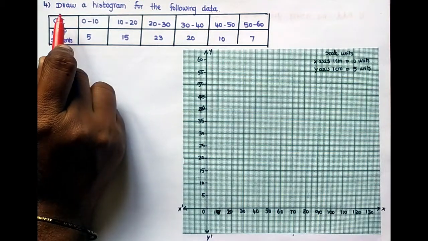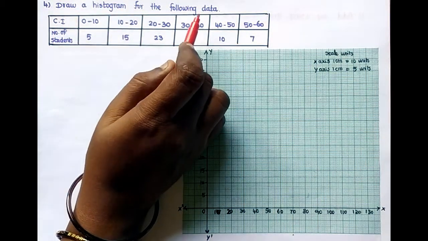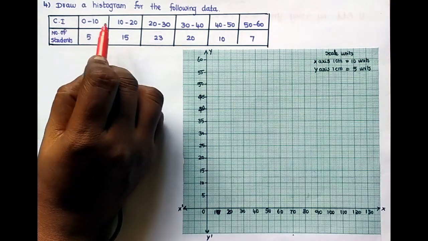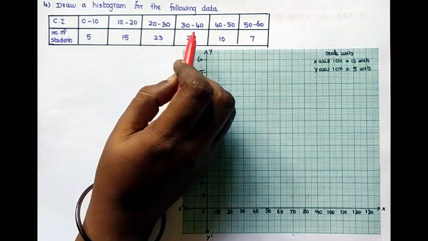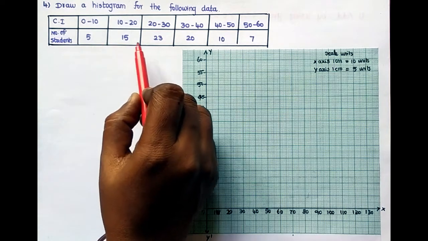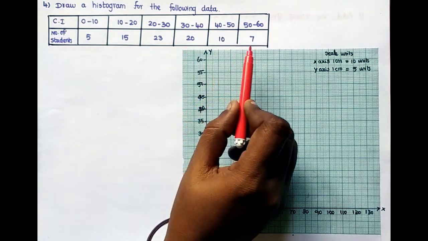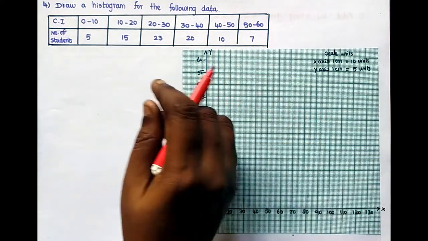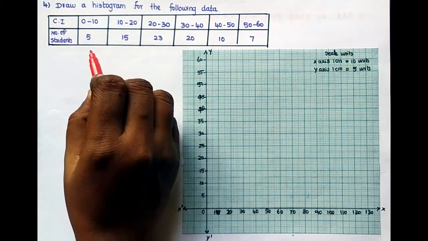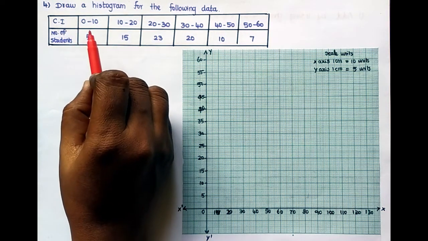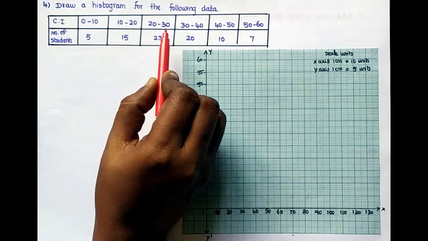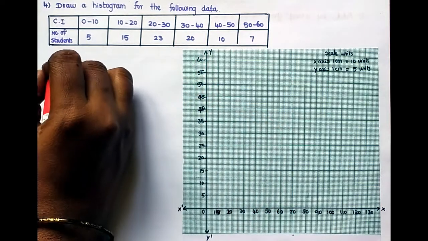Fourth sum, draw a histogram for the following data. They have given the table, column class interval 0 to 10, 10 to 20, 20 to 30, 30 to 40, 40 to 50, 50 to 60. Number of students 5, 15, 23, 20, 10, 7. Listen, before we draw the histogram, check whether it is a continuous frequency distribution: 0 to 10, 10 to 20, 20 to 30.